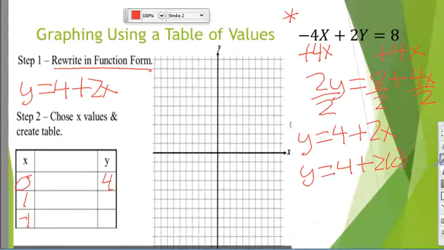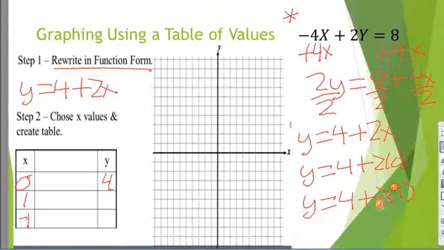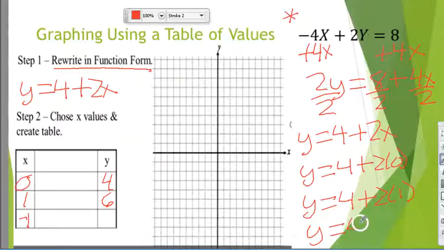When we let the x be 1, we take our equation and instead of the x we plug in 1. So 2 times 1 is 2. 2 plus 4 is 6. Notice we always do the multiplication before we do the addition or subtraction. And let's let our x be negative 1. So 2 times negative 1 is negative 2. Negative 2 plus 4 is positive 2.